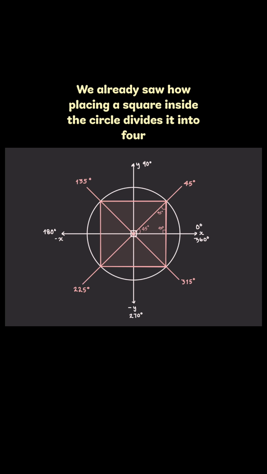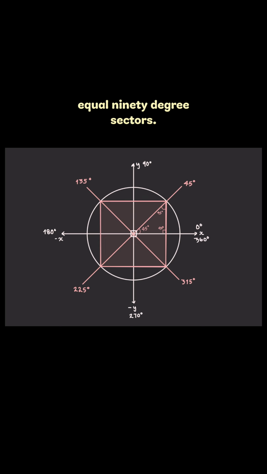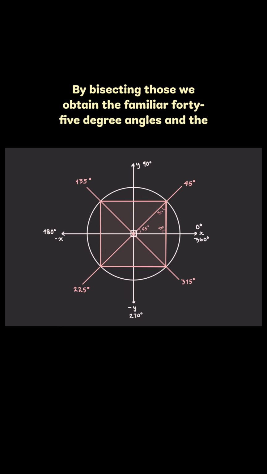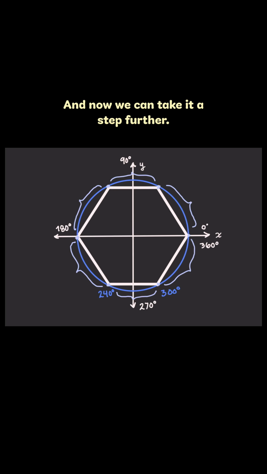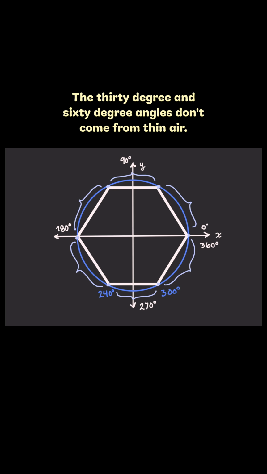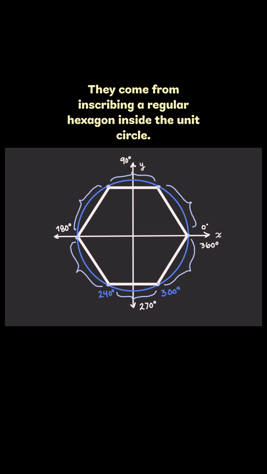We already saw how placing a square inside the circle divides it into 4 equal 90-degree sectors. By bisecting those, we obtain the familiar 45-degree angles and the 45-45-90 triangle. And now we can take it a step further. The 30-degree and 60-degree angles don't come from thin air. They come from inscribing a regular hexagon inside the unit circle.